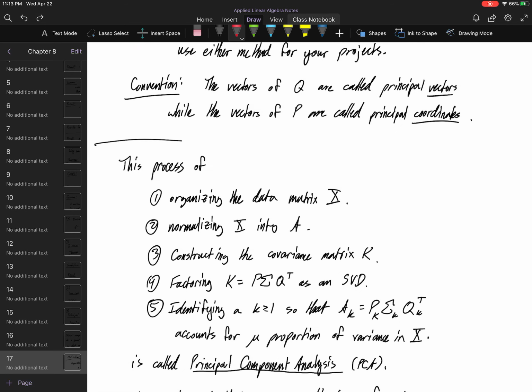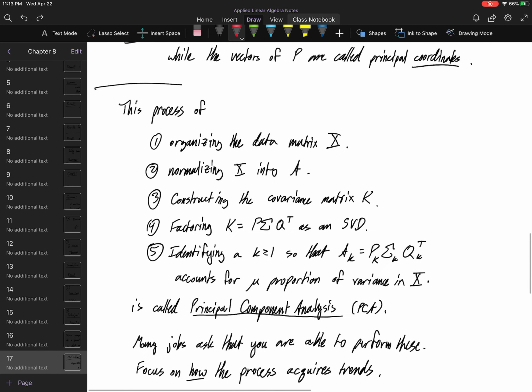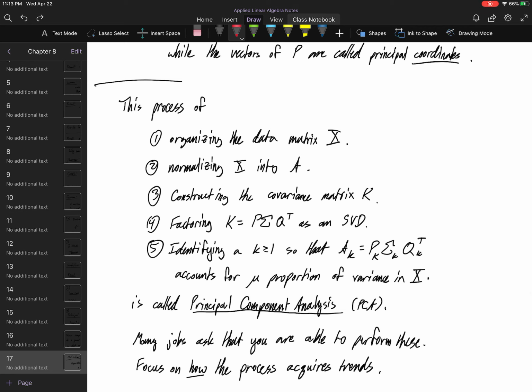So all in all, this process of organizing your data into a matrix, normalizing that matrix against a whole bunch of different means, constructing the covariance matrix, and then factoring it into a singular value decomposition, and then using the singular vectors of that decomposition to account for a certain amount of the variance of the data, this whole process is called principal component analysis.